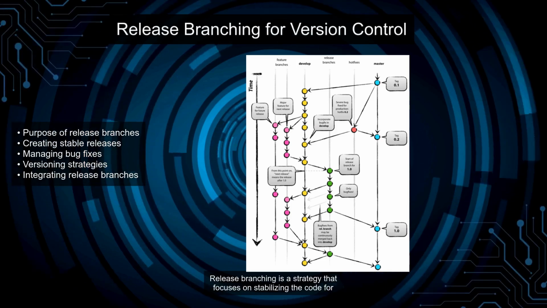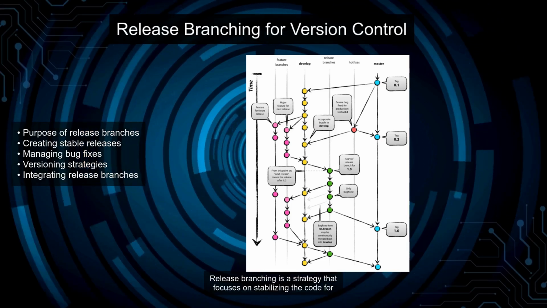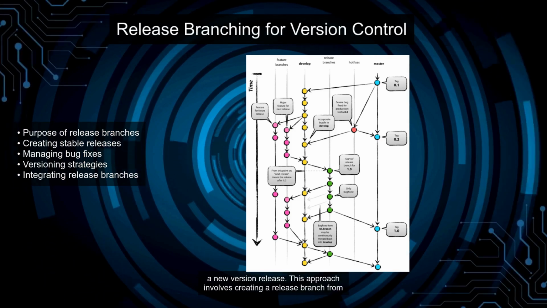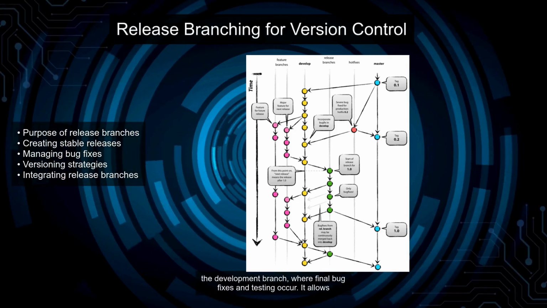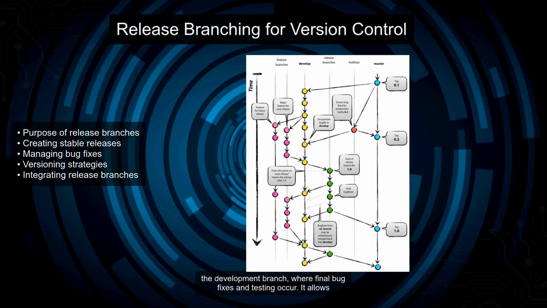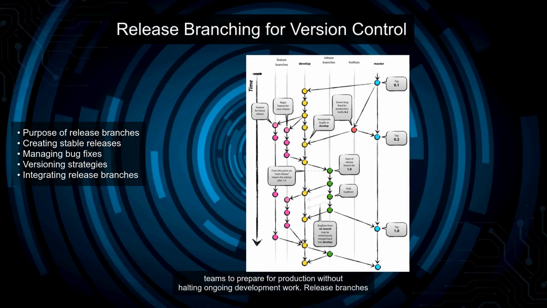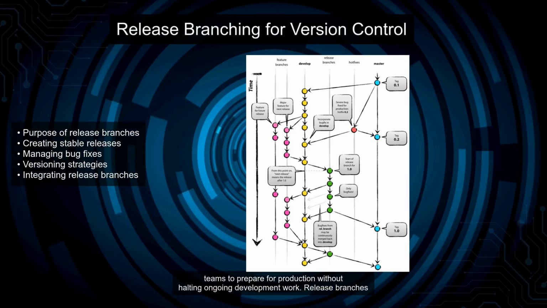Release branching is a strategy that focuses on stabilizing the code for a new version release. This approach involves creating a release branch from the development branch, where final bug fixes and testing occur. It allows teams to prepare for production without halting ongoing development work.